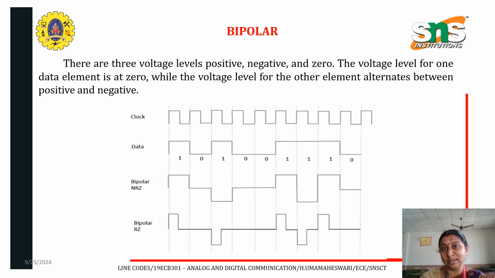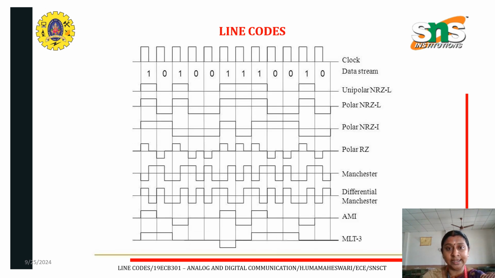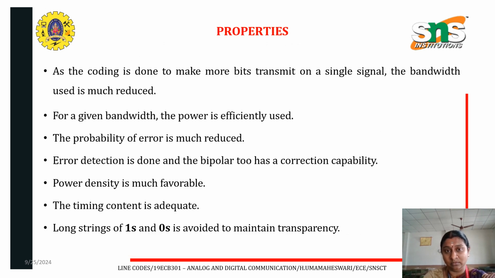In the first cycle, half has to be in the positive and the remaining has to be in the negative. This is what bipolar RZ and NRZ are. These are the various line codes represented in a single diagram. Whereas in the case of Manchester, if it is 1, we have to start the pulse at 1, and for 0 we have to start it at the negative cycle.